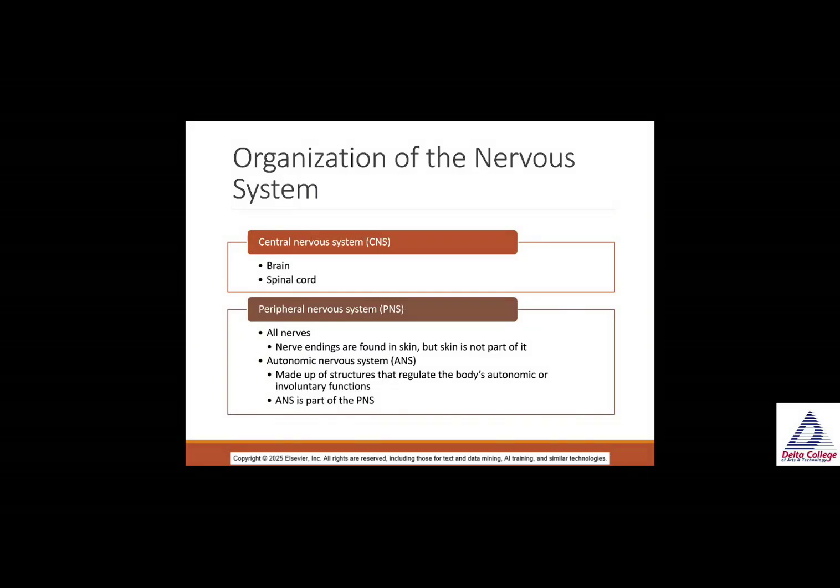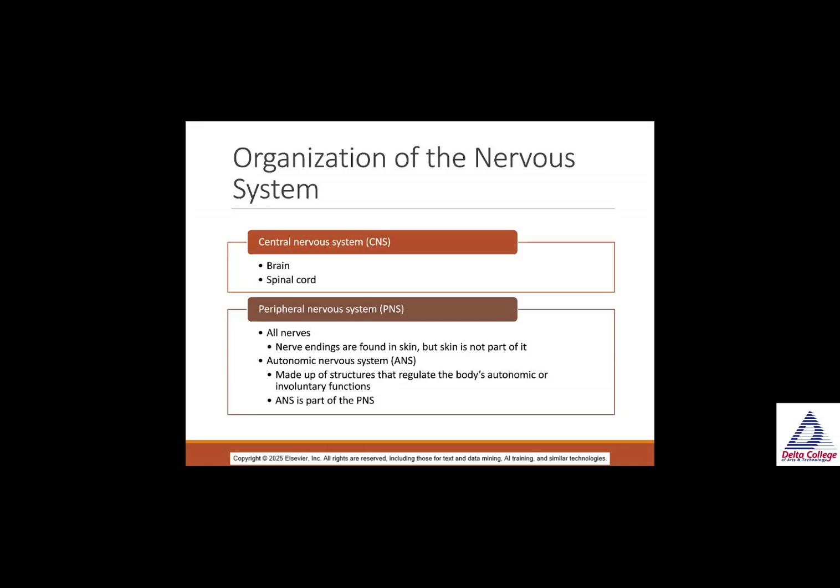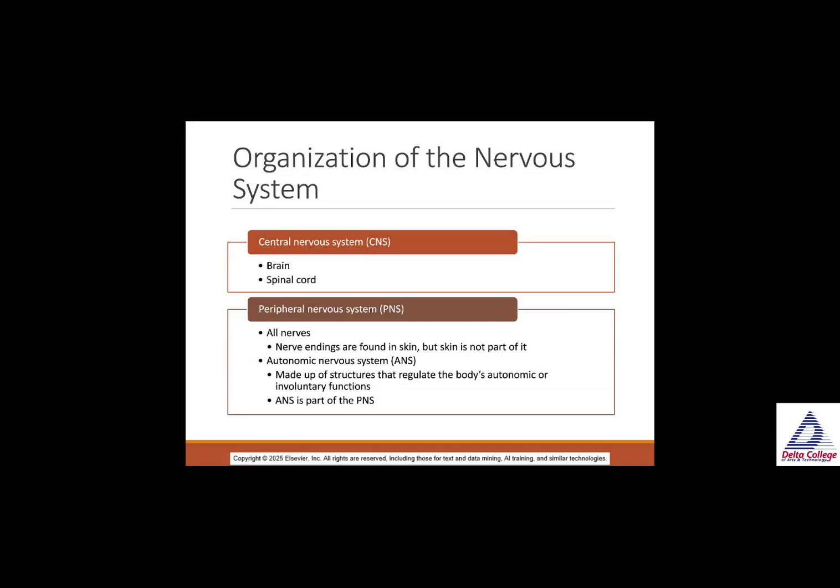So let's begin with the organization of the nervous system. The central nervous system includes the brain and the spinal cord only. The peripheral nervous system, or PNS, includes all nerves. These are nerve endings that are found in the skin, but remember, skin is not part of it. The autonomic nervous system is a subdivision of the peripheral nervous system, and the autonomic nervous system is made up of structures that regulate the body's autonomic or involuntary functions, and the ANS is part of the PNS.